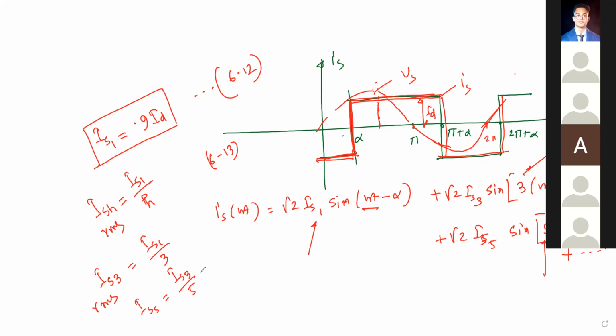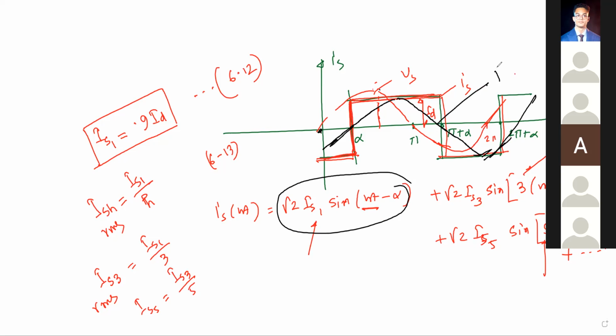Now, if we plot this part, look here, it will look like this. So there is a lagging, right? Between the voltage and IS1. This will be IS1. So there is a lagging. IS1 is lagged by an angle. What is this angle?